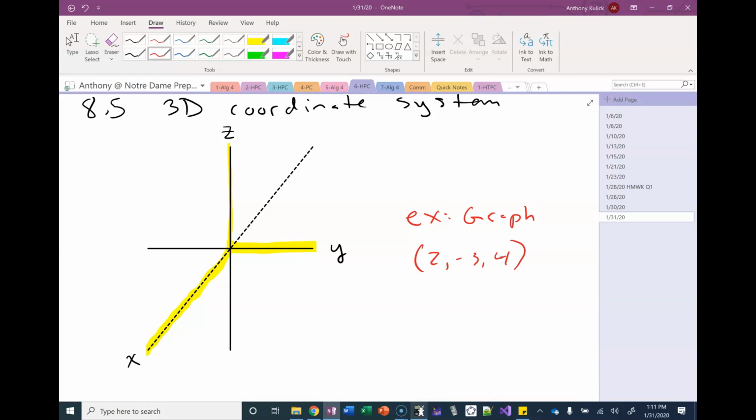So I'm going to start by drawing in some tick marks on my axis. I'm going to draw 2 tick marks on my x-axis on the positive end. I'm going to draw 3 tick marks on my y-axis on the negative end. And I'm going to draw 4 tick marks on my z-axis on the positive side. Is everybody okay there? Okay.